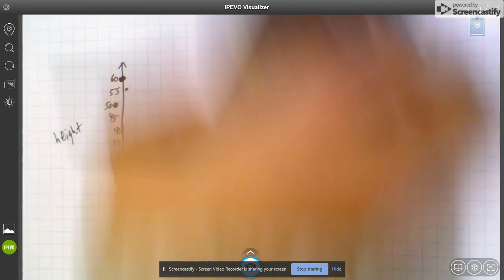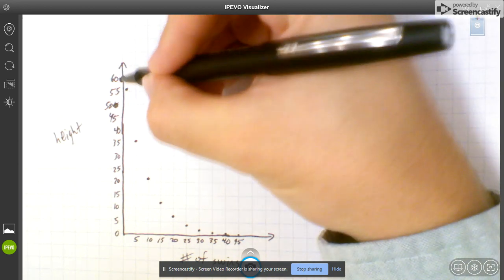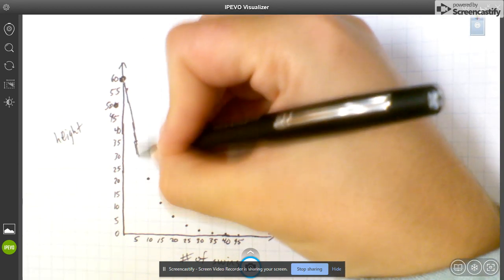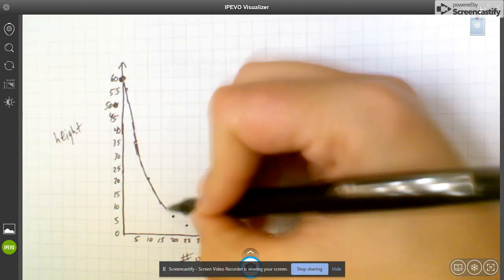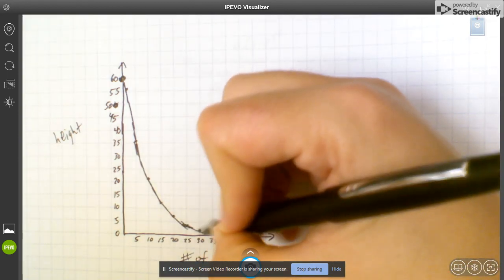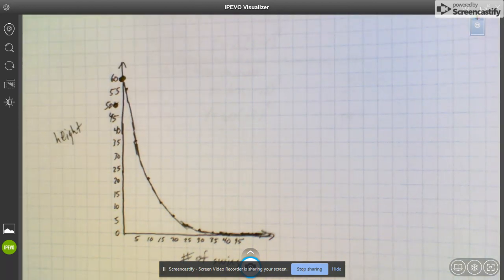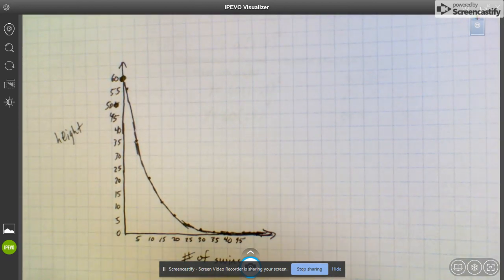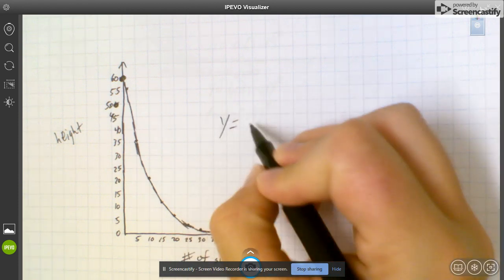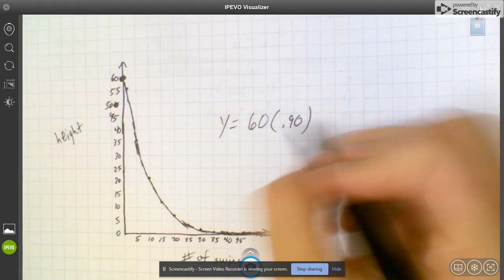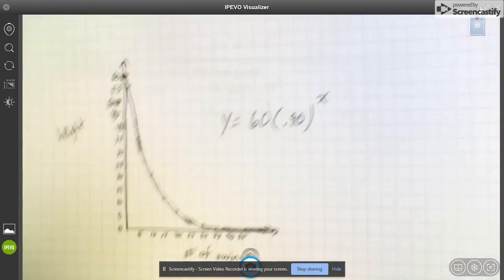All right. So the next thing you're going to do is draw that curve, and I'll move my hand in a second. All right. Exponential functions follow a curve, and this thing never crosses the x-axis. It never quite reaches 0. All right. So there's your graph for example 1. And again, that was y equals 60 times 0.9 to the x.